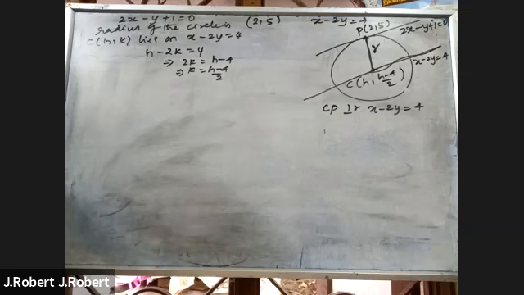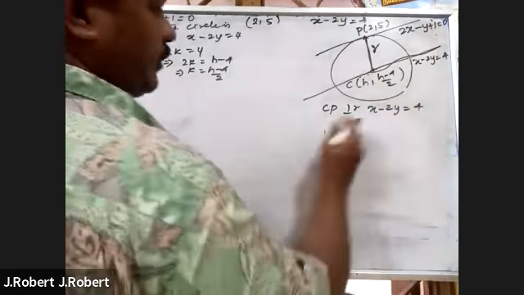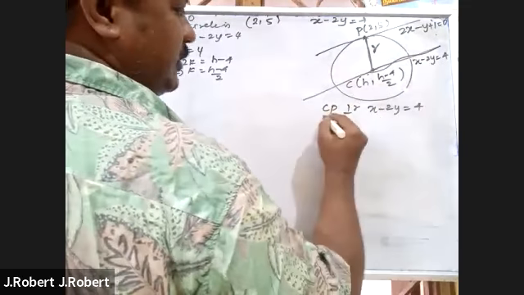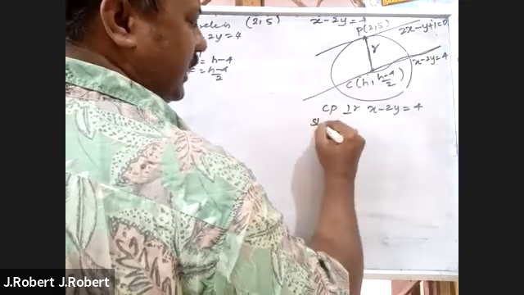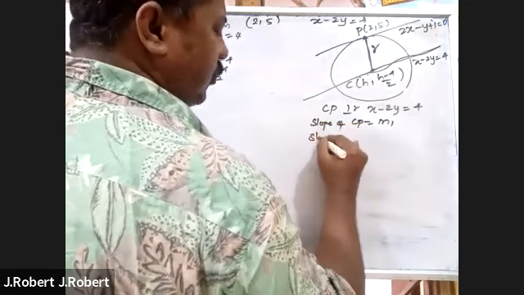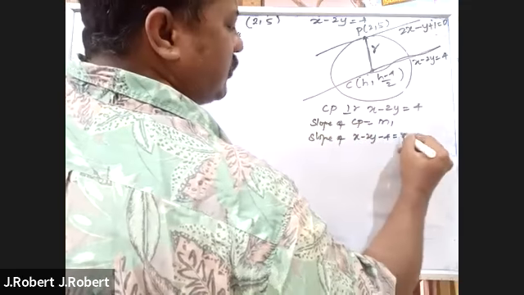m1 and m2 is equal to -1. Now I am going to find out the slope. Perpendicular means CP is perpendicular to the line x minus 2y minus 4 equal to 0. Slope of CP is m1, and slope of x minus 2y minus 4 equal to 0 is nothing but m2.